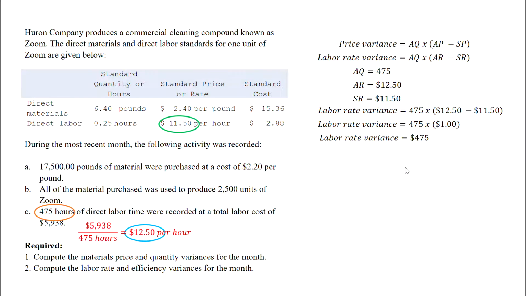Again, instead of plus and minus, let's think of this in terms of favorable or unfavorable. We're the buyer, we're the employer. We paid $1 more per hour than we thought we were going to pay. Is that a good thing or a bad thing? Well, on the surface, that's a bad thing. We're paying more per hour times our total hours, so we're going to go ahead and list this as unfavorable.